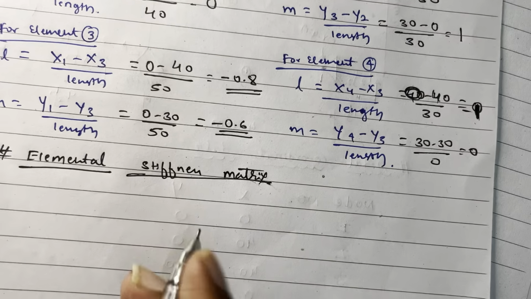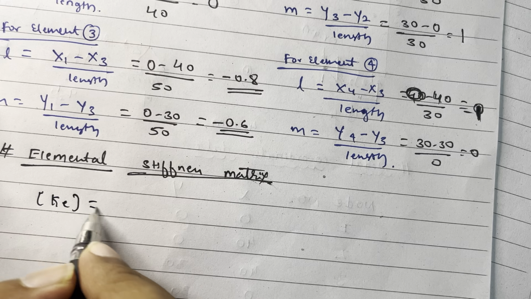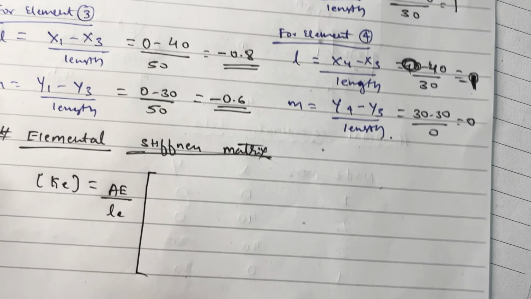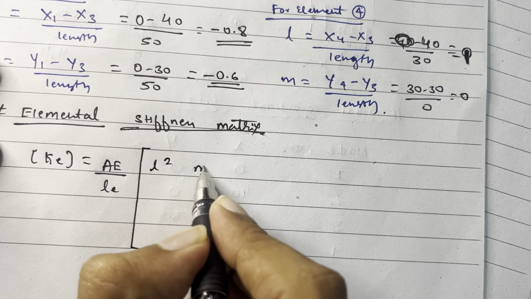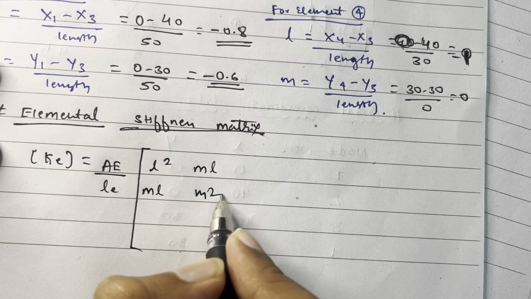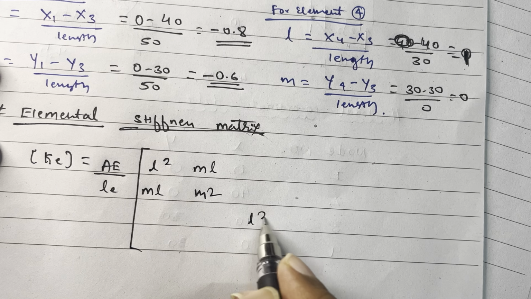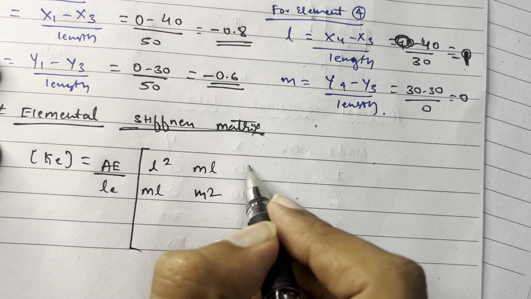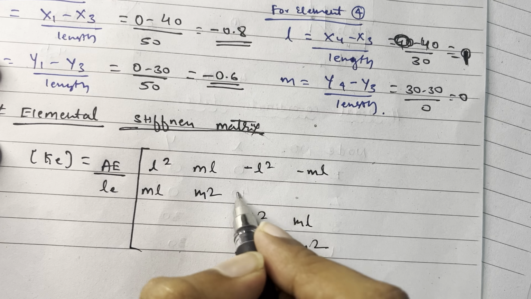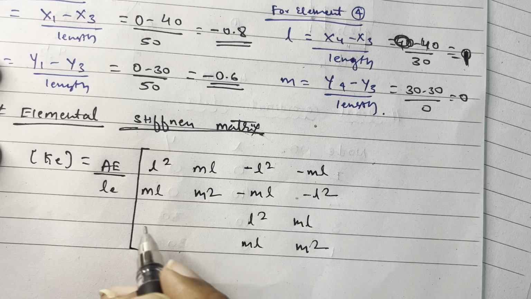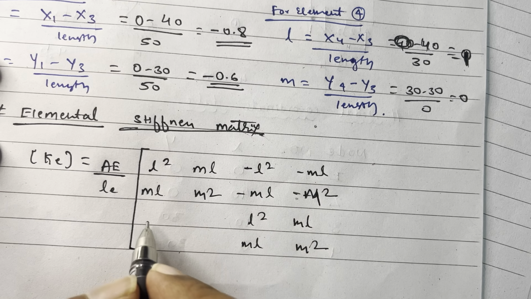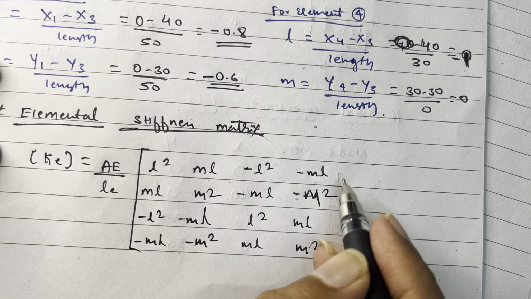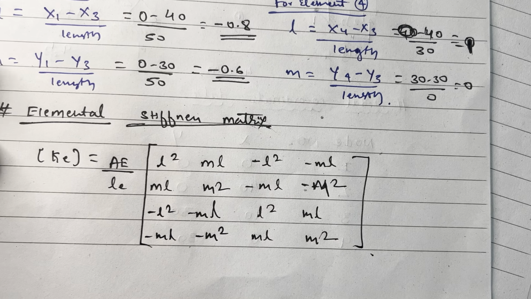Okay, so for truss elements we have KE is equal to AE by LE times: L square, ML, ML, M square. Write the same thing here, L square, ML, ML, M square. Now the same thing with negative sign, minus L square, minus ML, minus ML, minus L square. The same thing here, this is M square, minus L square, minus ML, minus ML, minus M square. So this is the stiffness matrix for truss.